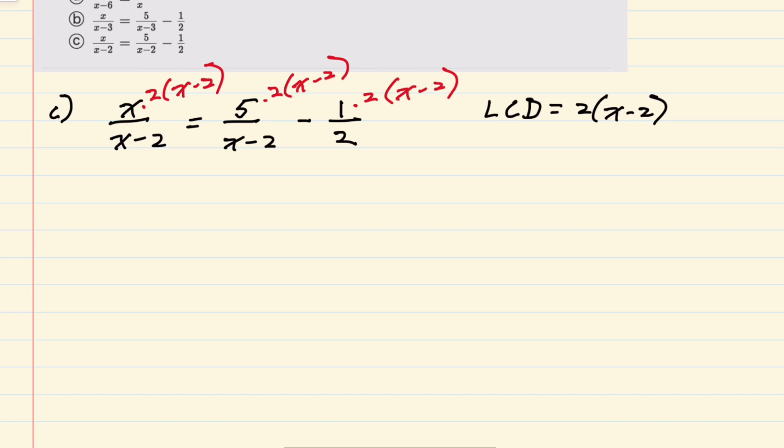This allows me to cancel all the denominators. X minus 2's cancel, again the x minus 2 cancels, and the 2 cancels, leaving me with x times 2, or 2x, 5 times 2, 10, and a minus 1 times x minus 1. I'll go ahead and distribute this.